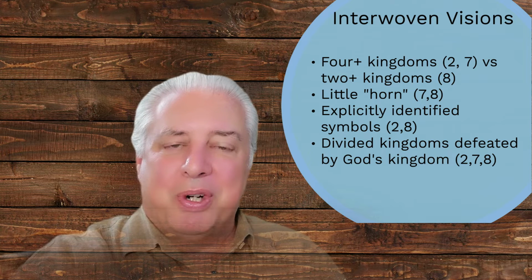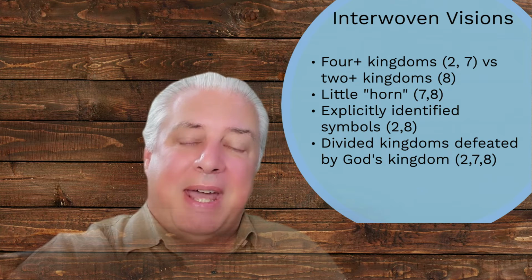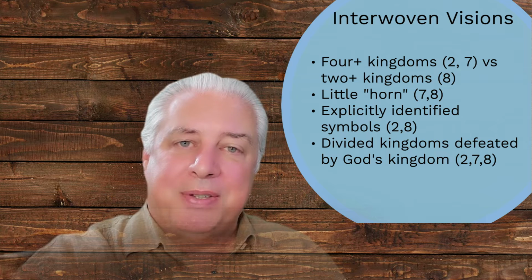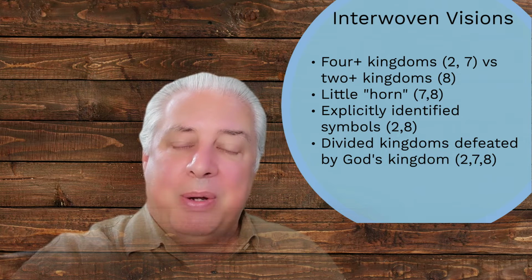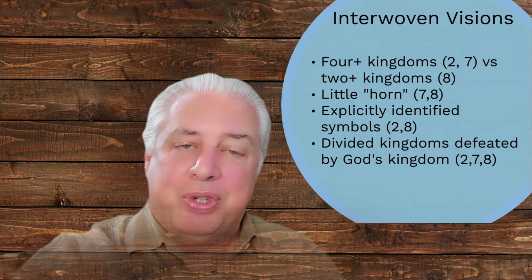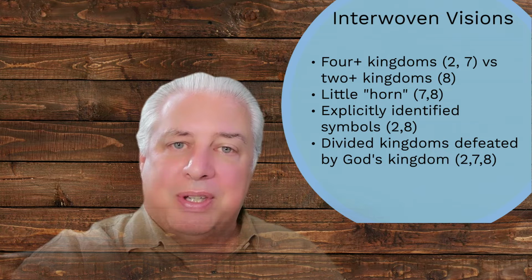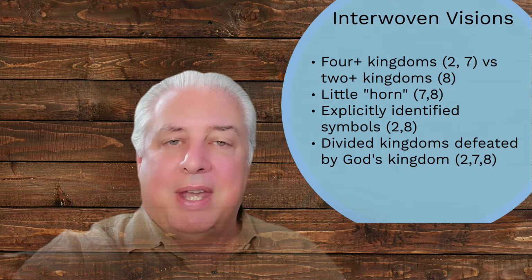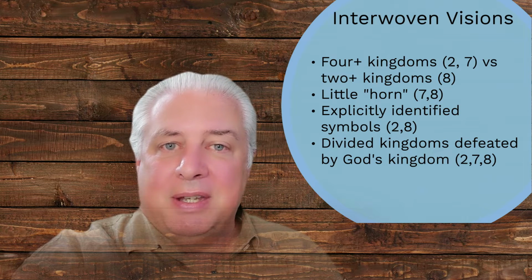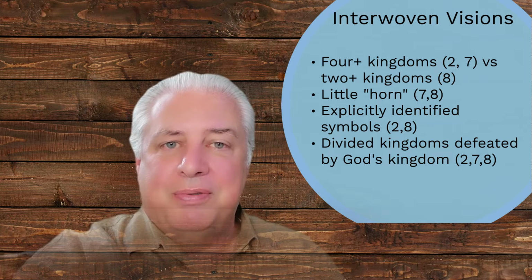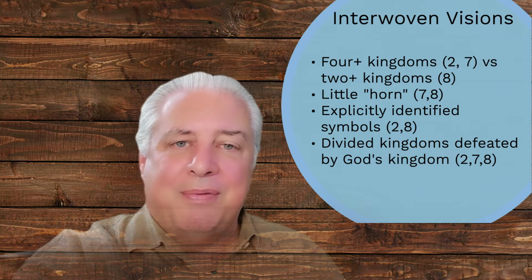In chapter 2, we're told explicitly that the head of gold belongs to Nebuchadnezzar. And in chapter 8, we're told that the ram, the 2-horned ram, stands for the kings of Media and Persia, whereas the goat, the single-horned goat, refers to the king of Greece. So we get these explicit instructions in those 2 visions, but we have no explicit instructions in the vision of chapter 7.